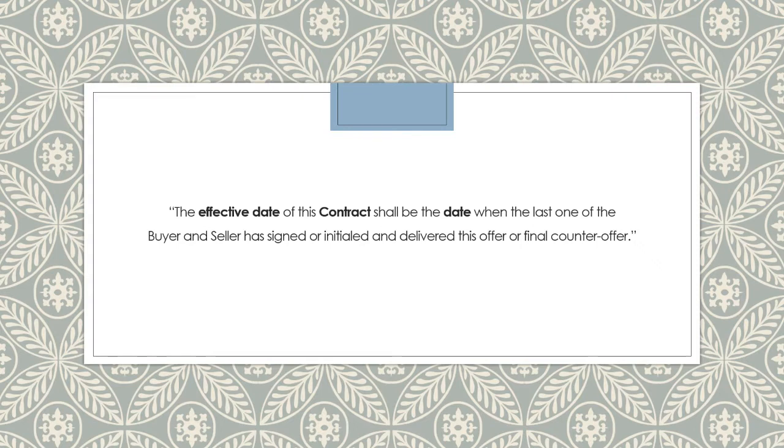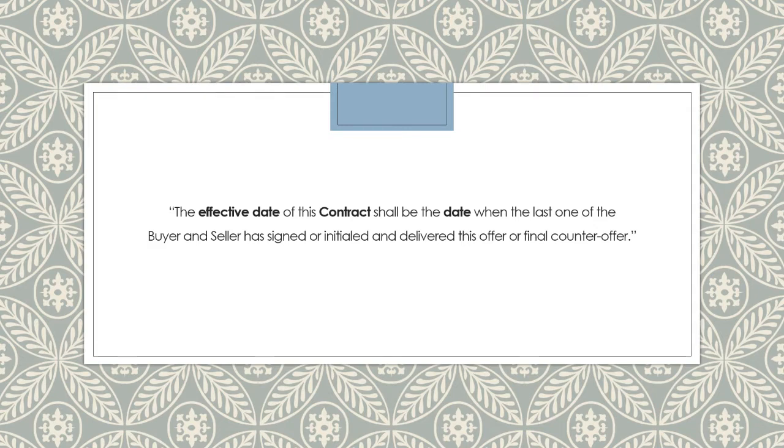First of all, let's start with the effective date of the contract, which shall be the date when the last one of the buyer and seller has signed or initialed and delivered this offer or final counter offer. The "and delivered" was added in later, I can't even remember the exact date, but that was actually added in.